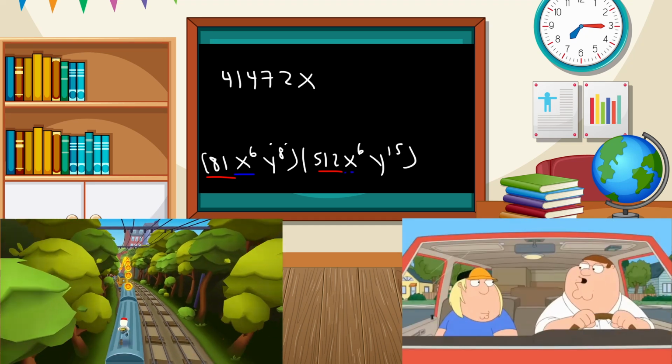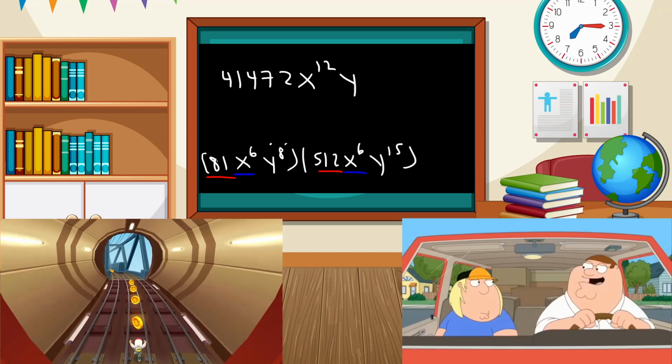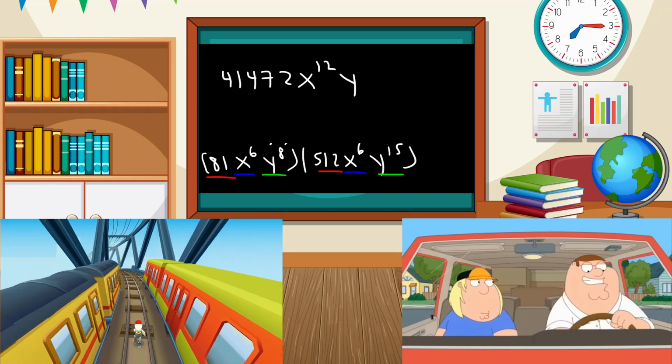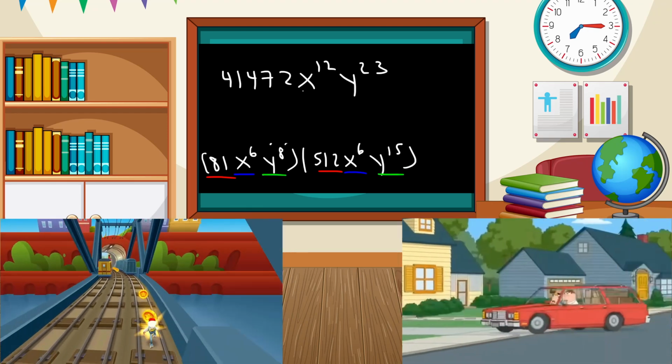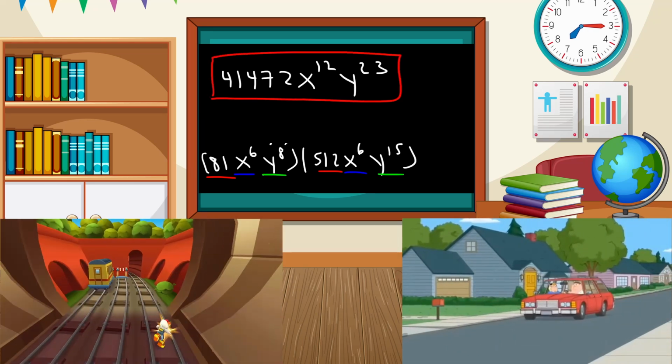And now we have x to the 6 times x to the 6, so 6 plus 6 is 12. And then y to the 8th times y to the 15th. 8 plus 15 is 23. And this is the final answer.